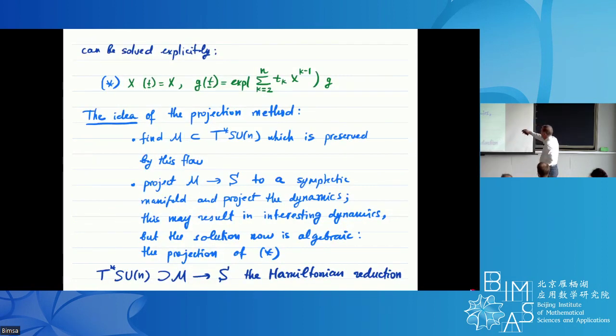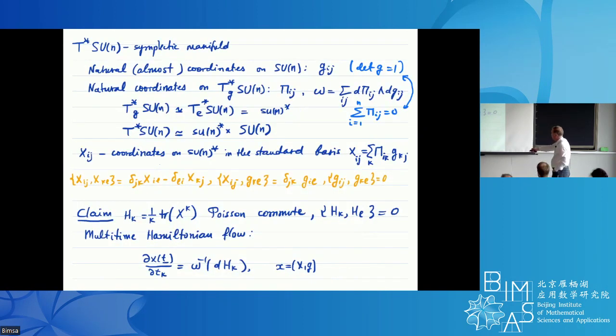And it's very easy to see that it can be solved explicitly. I will just show this flow. So the functions.